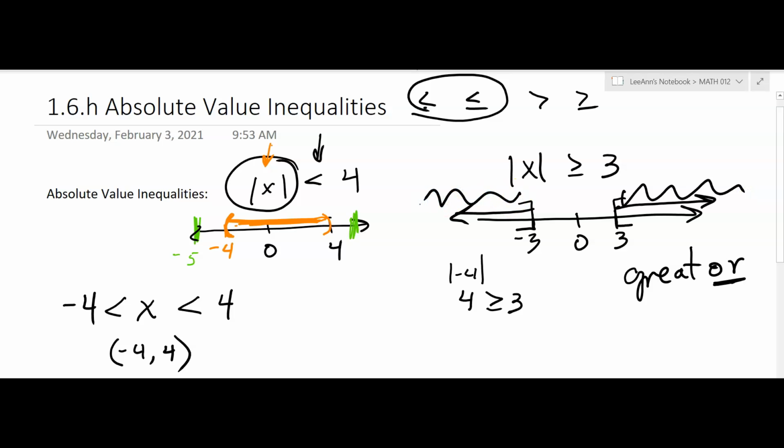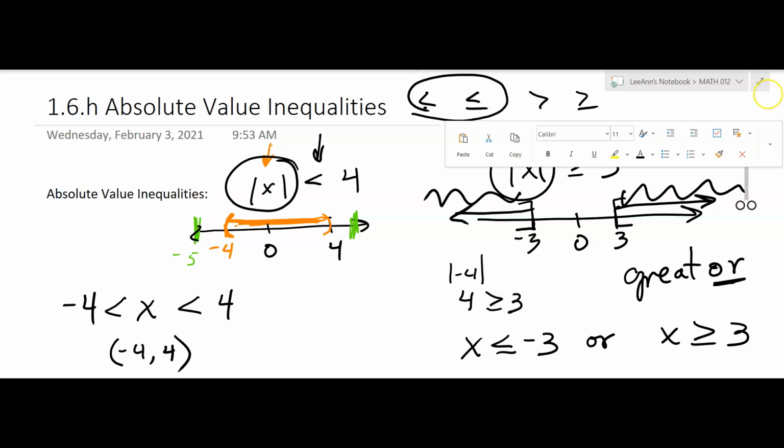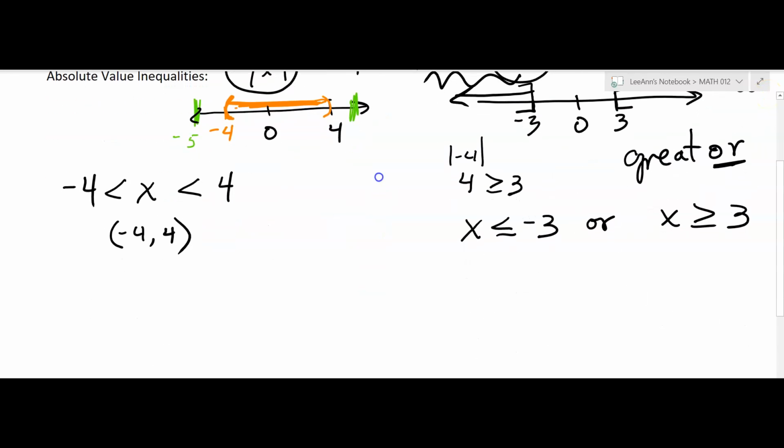Either I need these numbers where they're getting bigger, or I need these numbers where they're getting smaller. Okay? Now, how do you, again, you isolate the absolute value part, and you're going to set up two situations. Either x is less than or equal to the negative case, or x is greater than or equal to the positive case. Okay, so it's a divergent thing. You've got it going off to the right and off to the left. Okay, so that's where the or comes in, greater or. So another math teacher taught me that, and I've always remembered it.